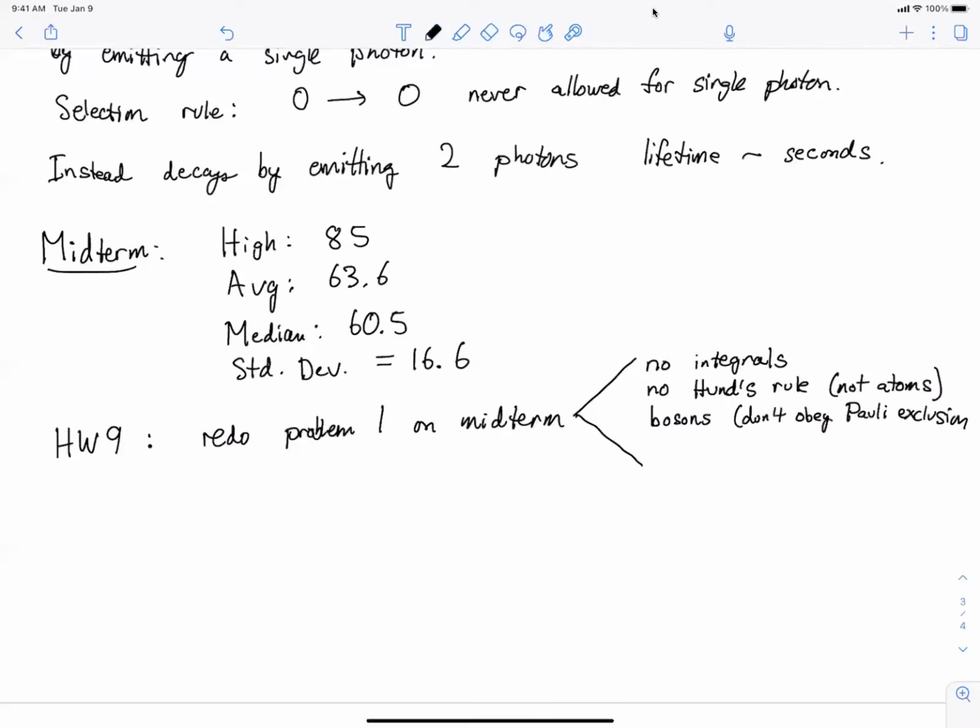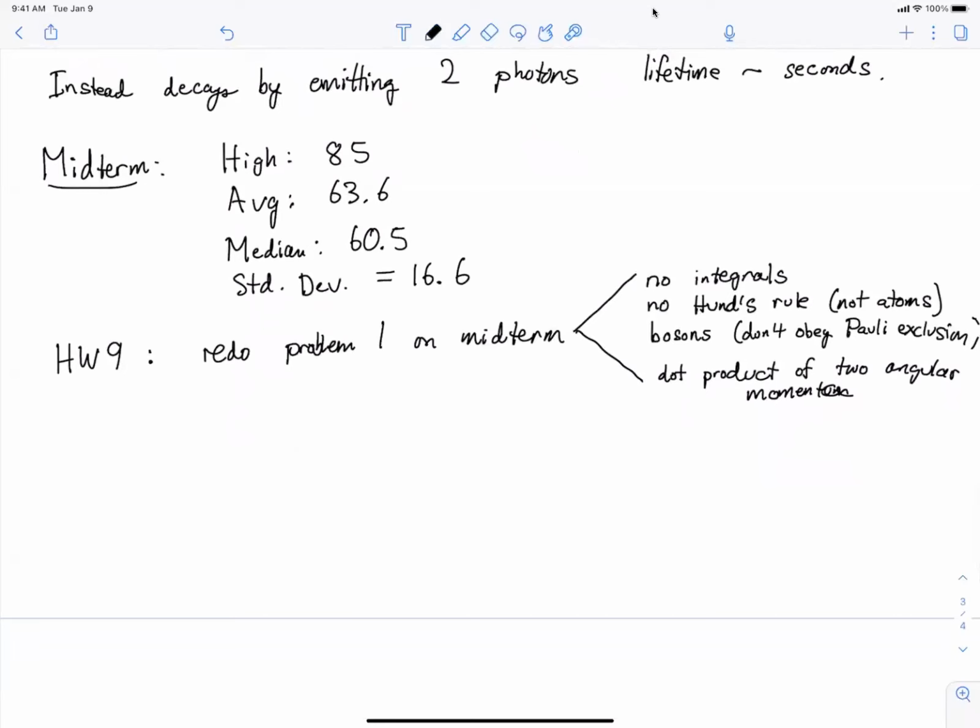And then last but not least, there's the fact that you're taking the dot product of two angular momenta. Okay. So in a minute, I'll say a little bit more about what to do in that situation, even though we talked about it before. Okay, so that's going to be one problem.